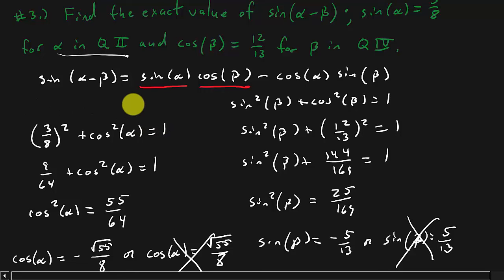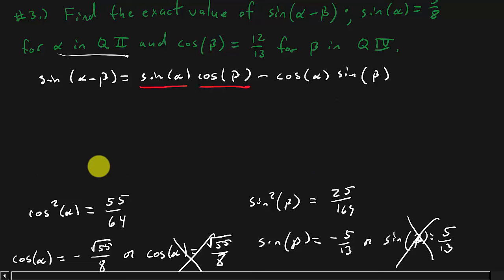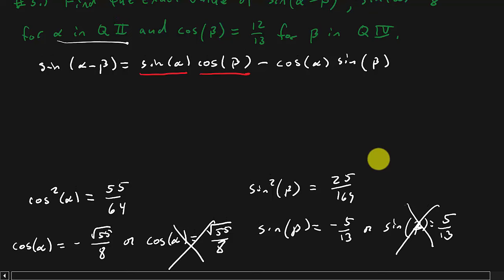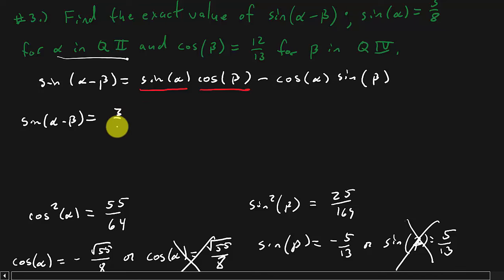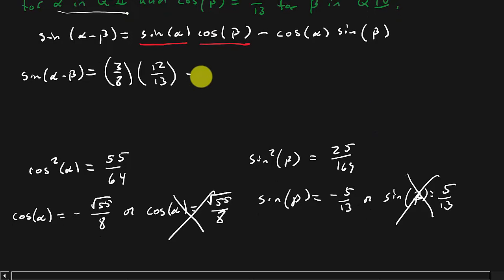All right, so let me erase this part. Now we can plug everything in. So we get sine of alpha minus beta is equal to sine alpha, which is 3 over 8, they give us that up here, times cosine beta, which is 12 over 13, minus cosine alpha, which is negative square root of 55 over 8, times sine beta, which is negative 5 over 13.